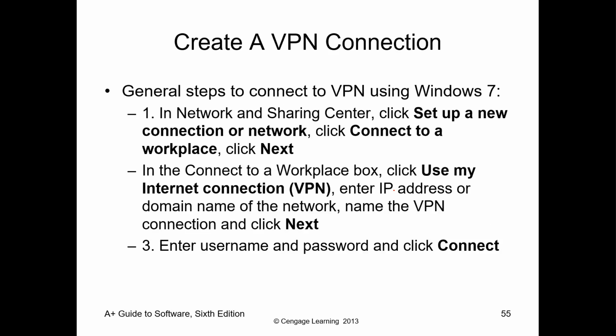General steps to setting up a VPN: you can click in the Network and Sharing Center, set up a new connection or network, and then you would connect to a workplace. You would then choose Use My Internet Connection VPN, enter the appropriate IP address of the other end of the VPN. You should have credentials, and click connect. Most of this you're going to be getting information from your ISP or organization that set up the other end of the VPN so that you can connect to the VPN.